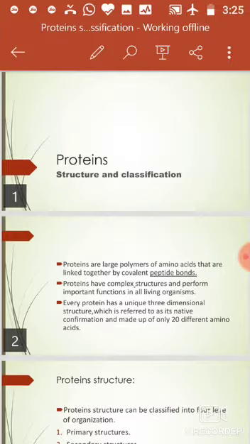Today, my topic is protein structure and the classification. Now, proteins are large polymers of amino acids that are linked together by covalent peptide bonds. Proteins have complex structure and perform important functions in all living organisms. Every protein has a unique three-dimensional structure, which is referred to as its native conformation and is made up of only 20 different amino acids.